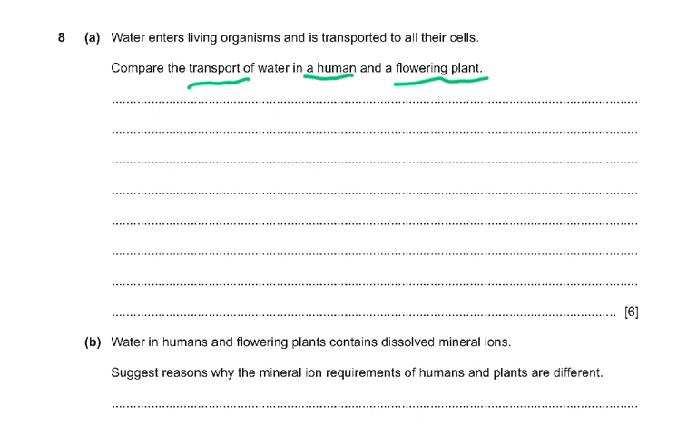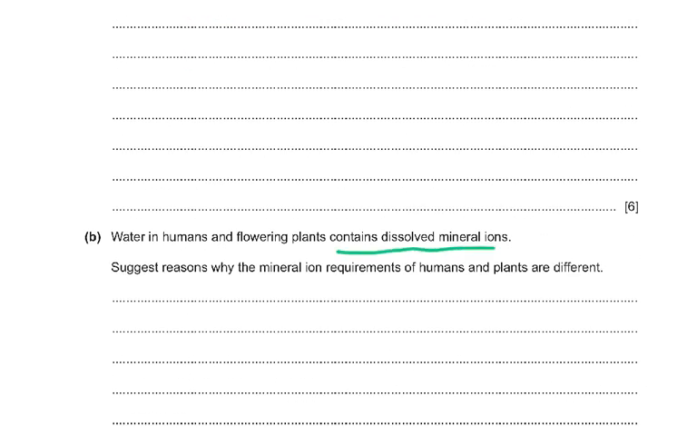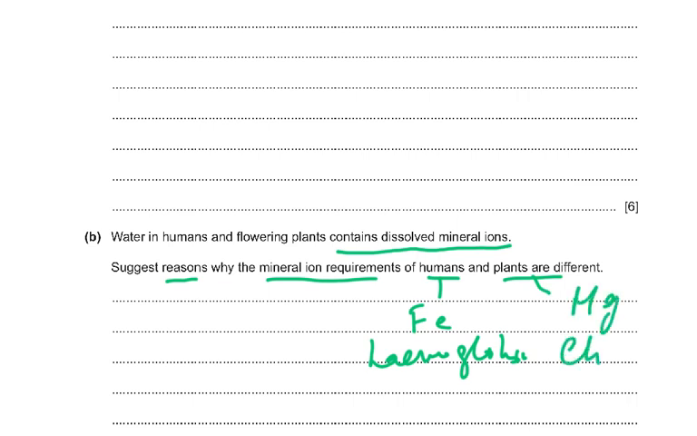Then the B part, water in humans and flowering plants contains dissolved mineral ions. Suggest reasons why the mineral ion requirements of humans and plants are different. Well, humans need iron. Why do they need iron? Iron is needed for hemoglobin. Why? Because humans need to transport oxygen through their body, while plants need magnesium. Why do they need magnesium? Because it is needed for chlorophyll. Why do they need chlorophyll? Because they can photosynthesize. So see how it was a different question and a different way of handling the question.